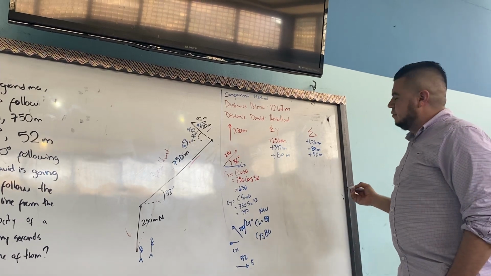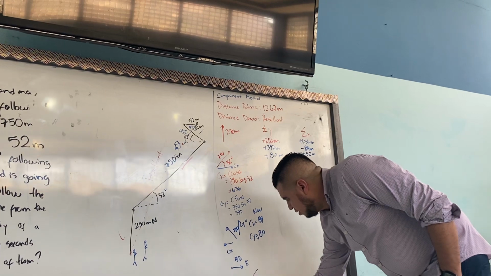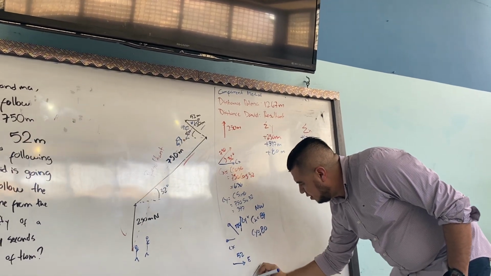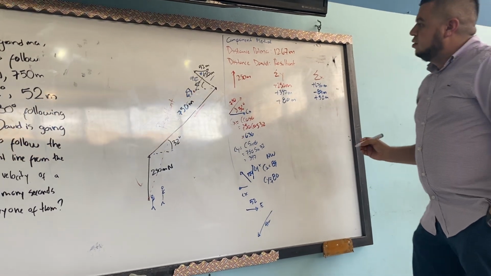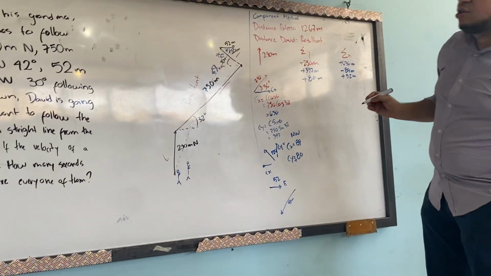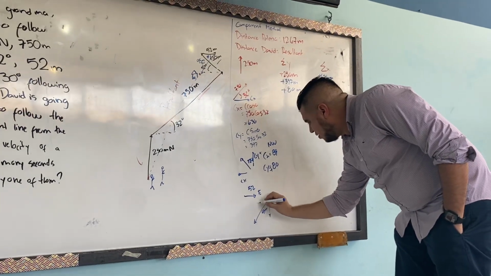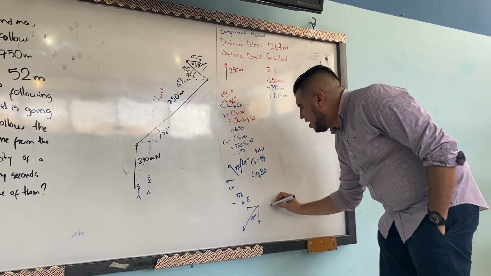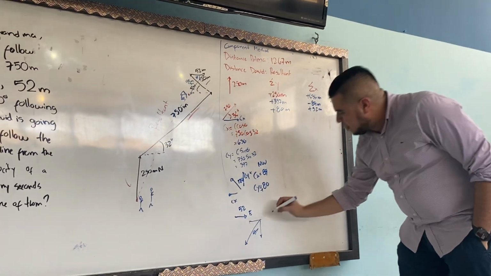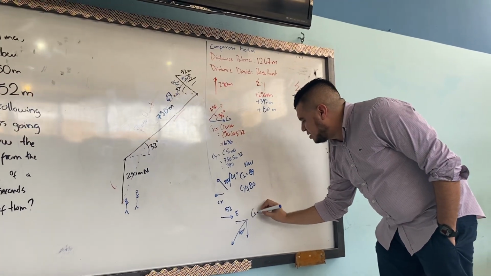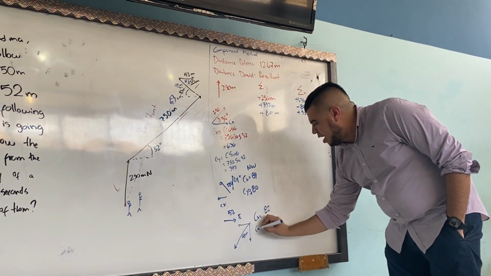The 95, the 95 that goes southwest. This is one of the important parts, so you don't get lost. This one has an angle, so we have to find the component in x and the component in y. So the component in x is what? 82. And the component in y is what?